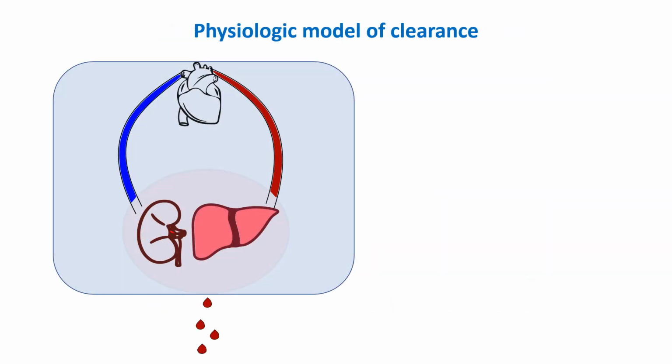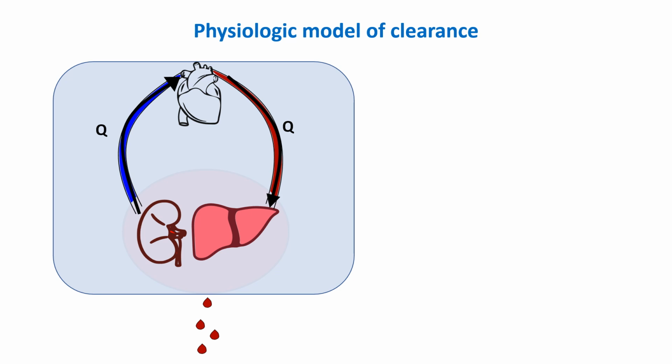The physiologic model of clearance explains drug elimination by considering the biological mechanisms and anatomical structures involved. Each organ, like the liver, kidneys, and lungs, has a specific clearance capacity based on its blood flow, ability to extract the drug from the blood, and metabolic functions. Blood flow to an organ determines the rate at which the drug is delivered to the organ. Organs with high blood flow like the liver and kidney play a major role in drug clearance.